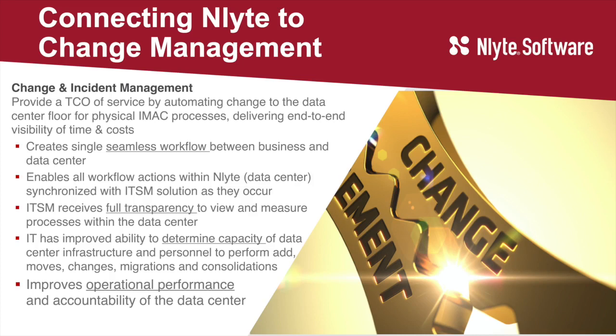When changes are requested and approved, they're automatically submitted into the workflow of Enlight and then processed and continually updated as to where those processes are and how far along they've gone and how much time they take. So the key is you create full transparency between the change management system and the actual changes occurring down on the data center floor. This increases operational performance and increases the overall transparency an organization gets of that entire flow.